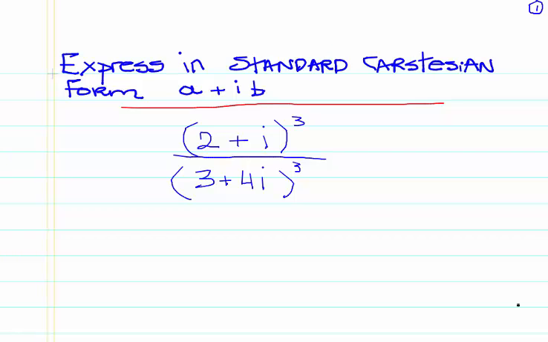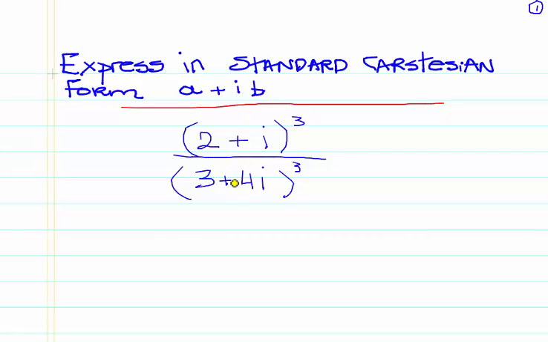Okay, in this presentation we're going to look at a complex numbers tutorial question. Essentially what we have to do is express this expression here in standard Cartesian form, a plus ib. Now the number is (2 plus i) cubed, that's the numerator, and on the denominator it's (3 plus 4i) cubed.